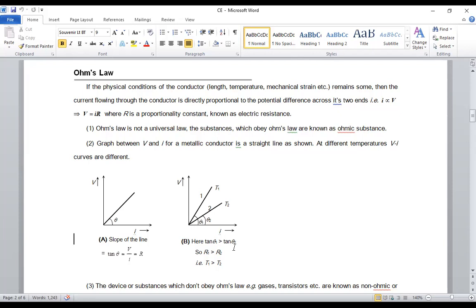And in the graph given here, we have two different temperatures. The thing you have to remember is that resistance is equal to 1 by slope. So based on the slope, you can decide whether the temperature is greater or lesser. Okay.